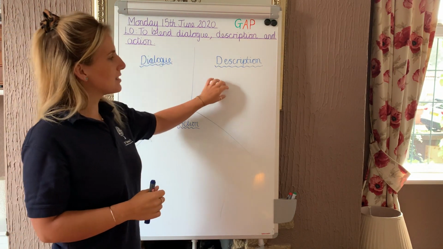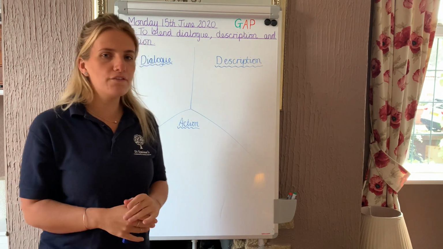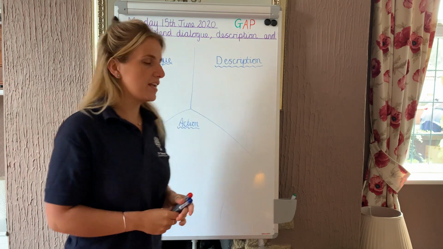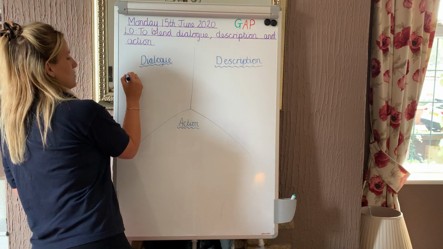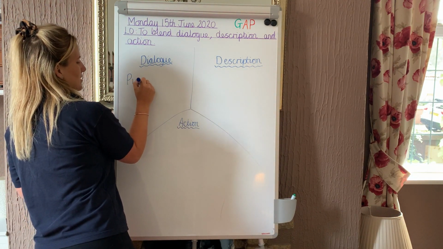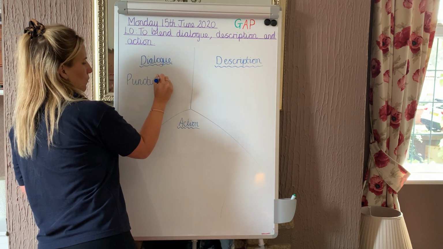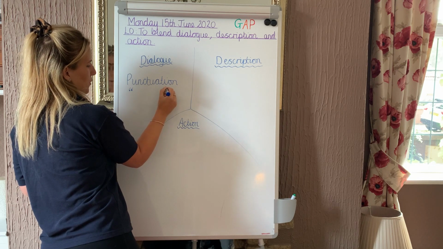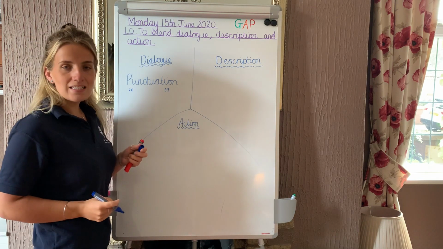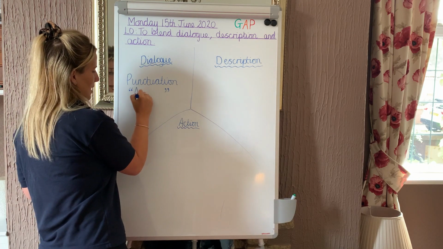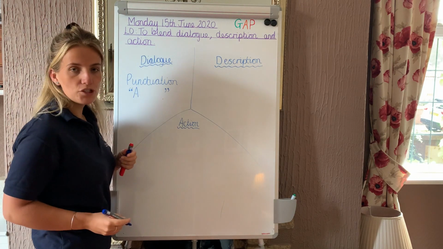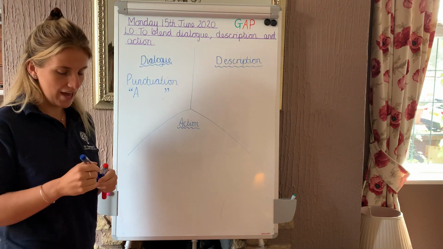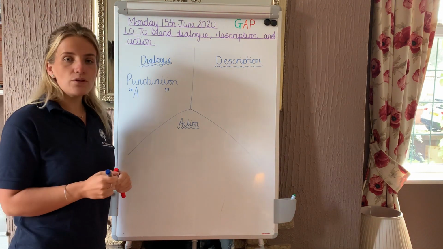I've just done this because I want to whiz over a few little reminders of things that I would expect to see in each of these. When we think about dialogue, the most important thing is that I expect to see accurate punctuation. We know that dialogue is speech and it therefore needs punctuating with inverted commas, okay? Inside the inverted commas, it needs a capital letter and some form of punctuation, and that is inside of the inverted commas, okay?